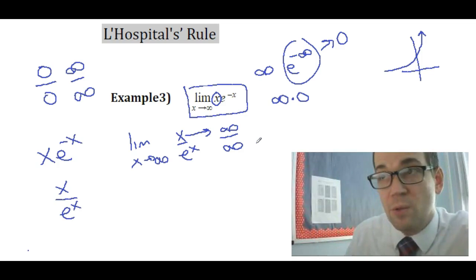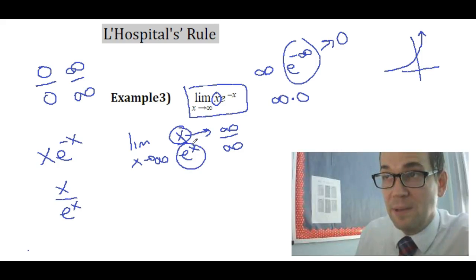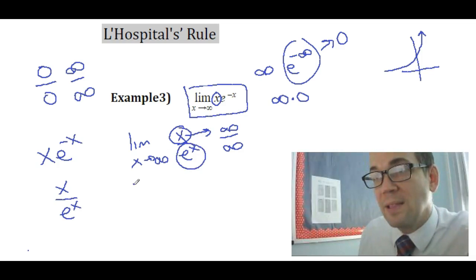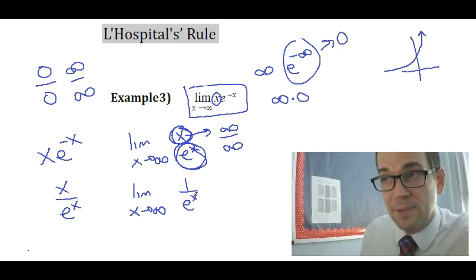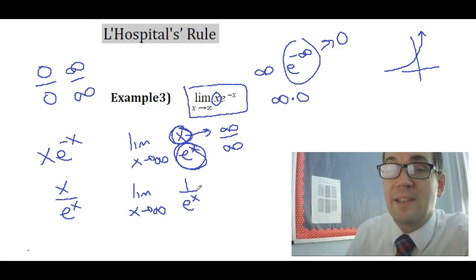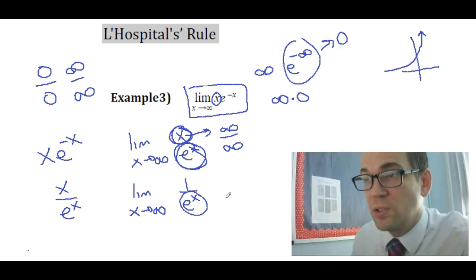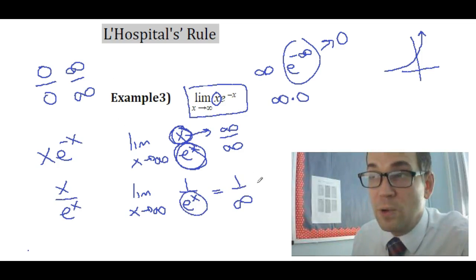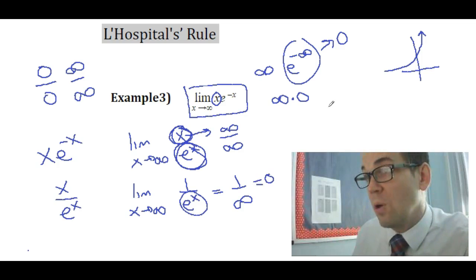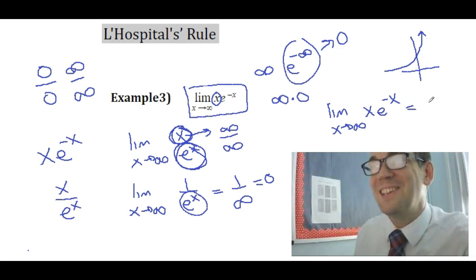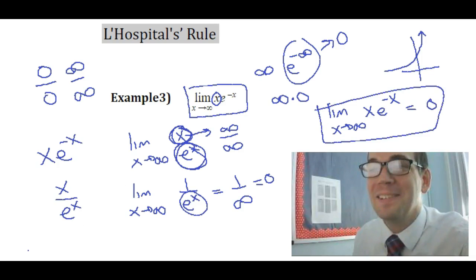The rule says take the derivative of each part separately and take the limit again. So I'll look at the limit as x goes to infinity of this derivative, which is 1, divided by this derivative, which of course is itself. And as x gets huge, this gets huge, so we get the 1 over infinity, which is not an indeterminate form. This is going to equal 0. So the limit as x goes to infinity of x e to the negative x equals 0.